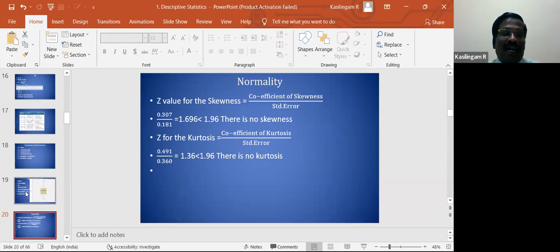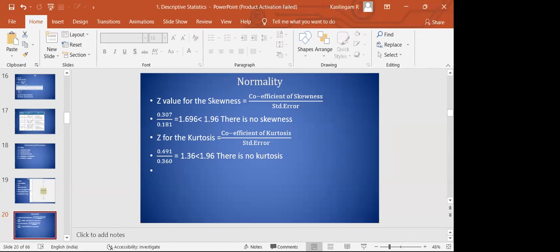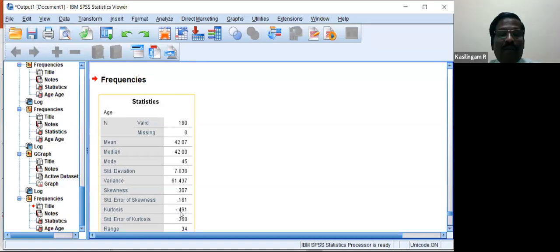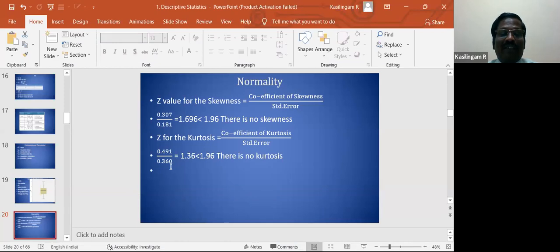Now let us look at our kurtosis. Kurtosis is 0.491. Standard error is 0.360. So 0.491 divided by 0.360 is 1.36, which is again less than 1.96, which means the null hypothesis is accepted. The null hypothesis is that there is no kurtosis, which is accepted, which means there is no kurtosis, which means data is normal.